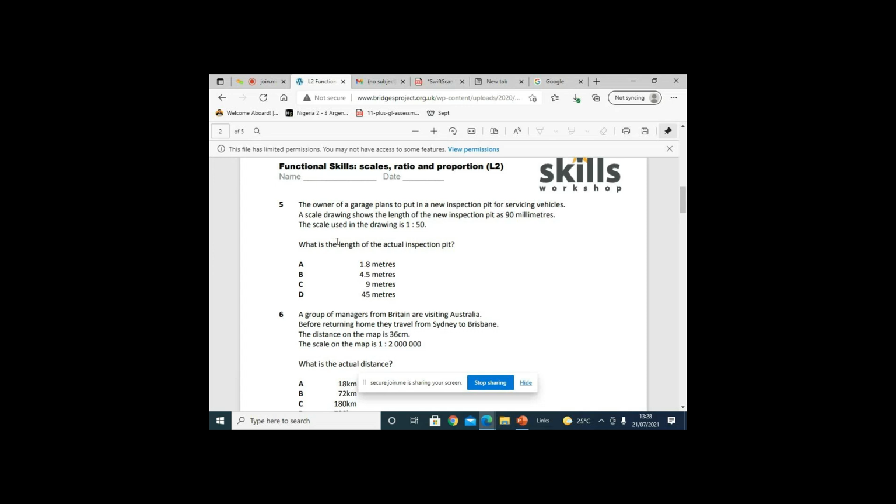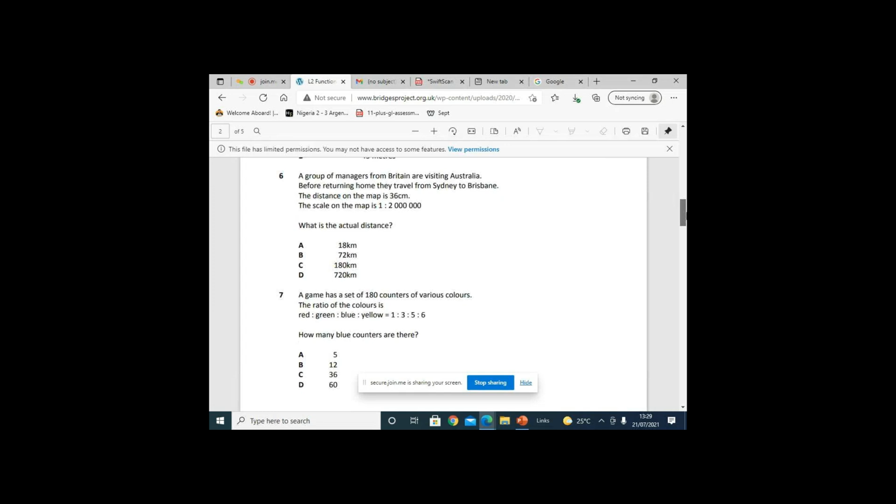So when you convert millimeters to centimeters, it's going to be 9 centimeters. Now do 50 times 9. That's going to be 450 centimeters. So you now convert that 450 centimeters to meters by dividing it by 100. It's going to be 4.5. Yeah, 4.5. So look at this other one too.